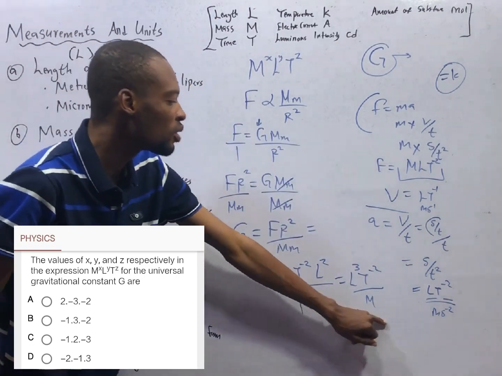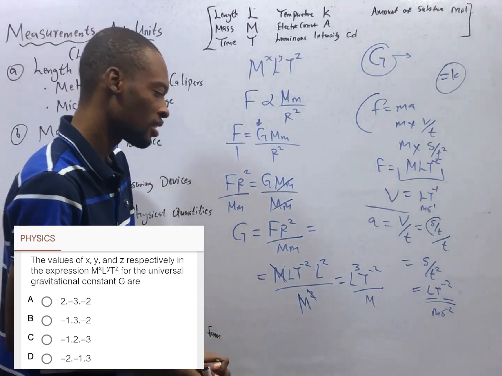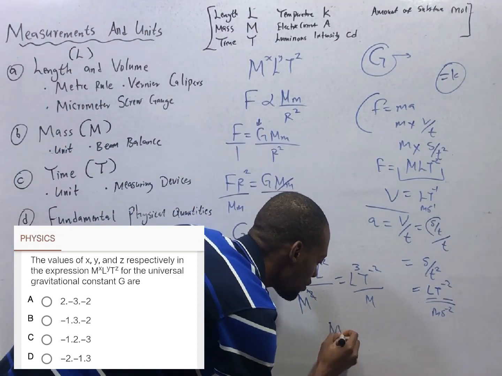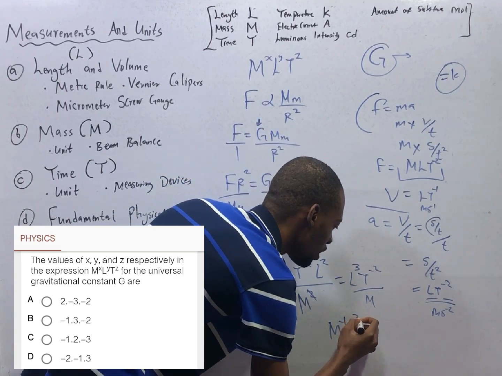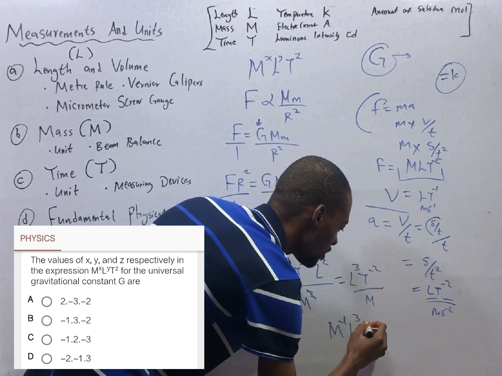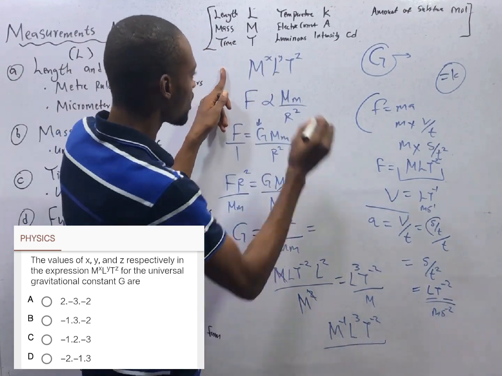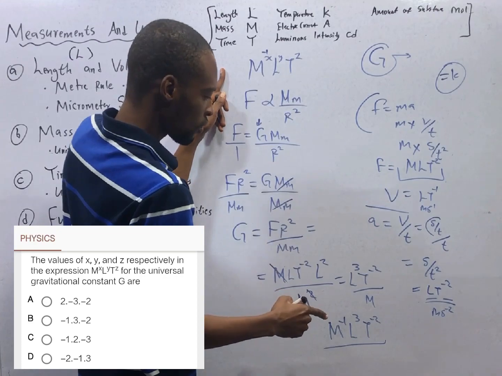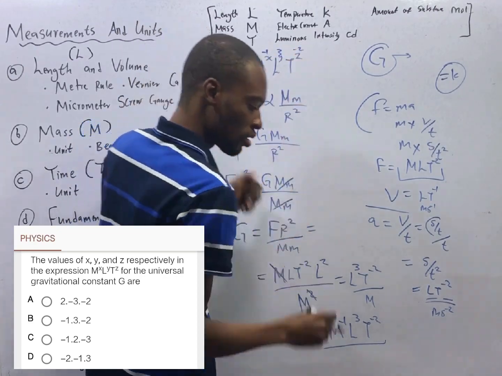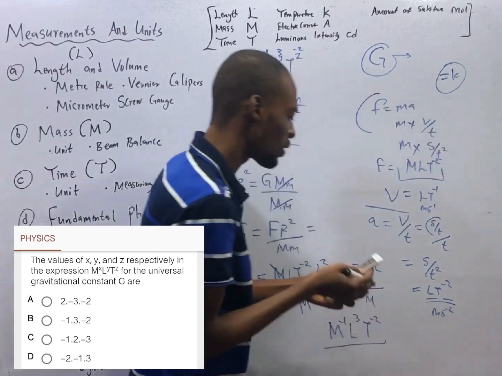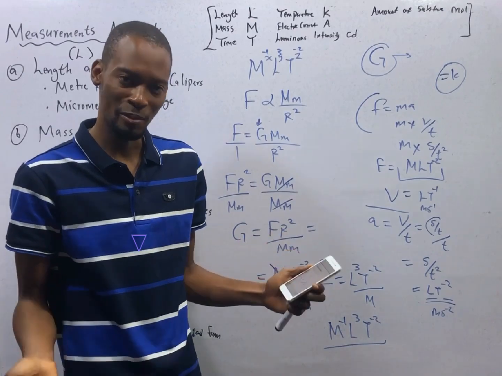If this M goes up, it becomes negative. And in dimension, M should come first. So this is M raised to the power of minus 1, L raised to the power of 3, T raised to the power of minus 2. Which means here X is minus 1, Y is 3, Z is minus 2. So let's take a look at the options: minus 1, 3, and minus 2. Option B is the correct option.